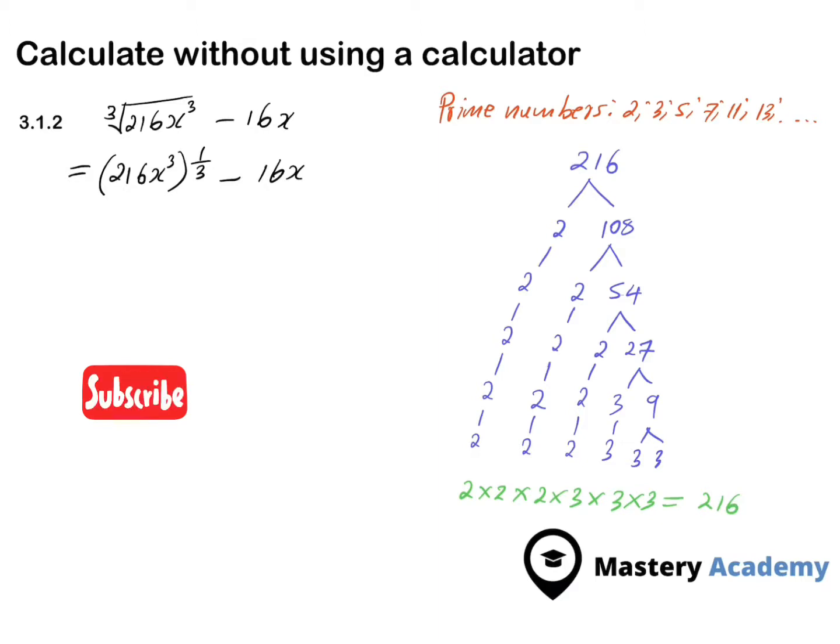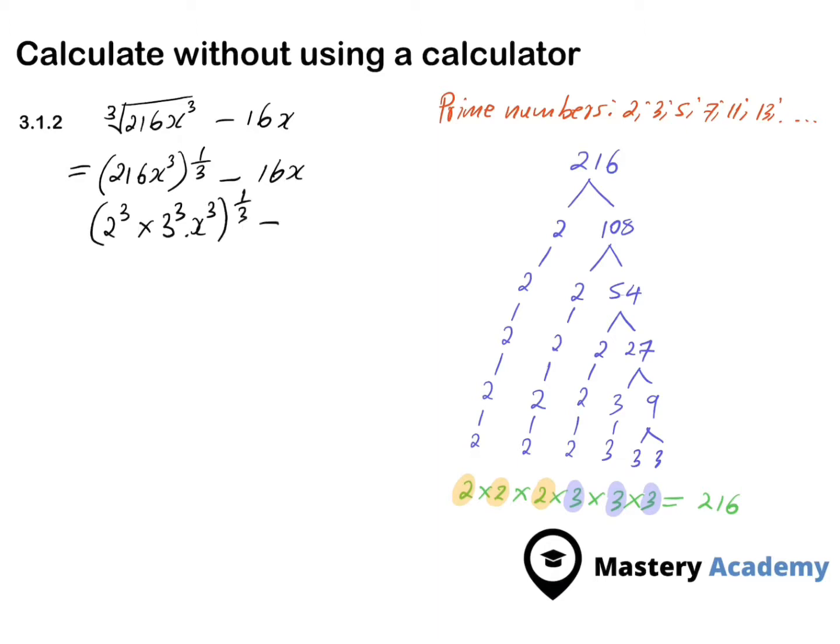Therefore, we are going to count how many 2's we have. Allow me to highlight all the 2's that we have here. So we have 1, 2, 3. So here we are going to say 2 to the power of 3, because we add all the exponents, multiplied by, and then now we look at how many 3's we have. We have 1, 2, 3. Therefore, this is going to be times 3 to the power of 3, and then we still have this x to the power of 3. Therefore, we close it under brackets, and then to the exponent 1 over 3, minus 16x, like that.